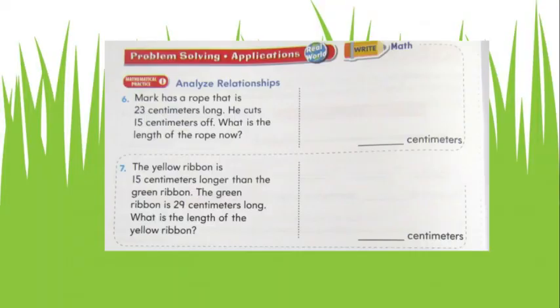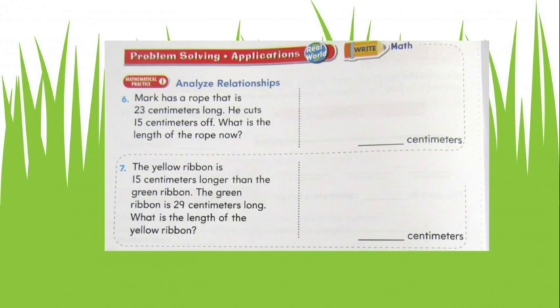Let's take a look at the 2 word problems on the back of our problem set. We're going to use cubes, as we always do, to help us complete these. Mark has a rope that is 23 centimeters long. He cuts 15 centimeters off. What is the length of the rope now? Let's read that one more time. Mark has a rope that is 23 centimeters long. He cuts 15 centimeters off. What is the length of the rope now?